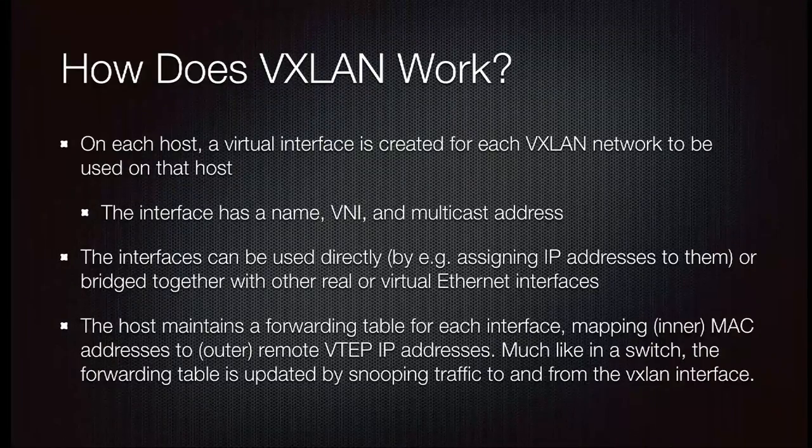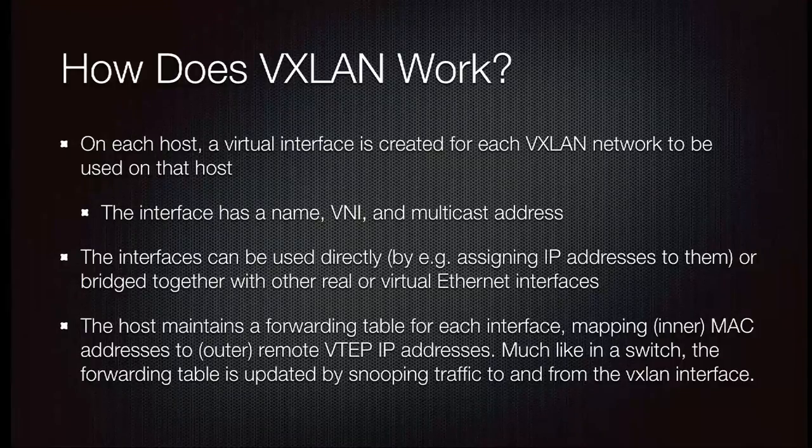So on a host, you want to use a particular VNI. You create one VXLAN interface per VNI. Give it a name, that identifier, and a multicast group address. You can use the interface directly if you want to put an IP address on it, for example. Or you can add it to a bridge to put your jail interface in, your virtual machine interface in, or something else. You could bridge a VLAN with a VXLAN and have it be a kind of forwarding station.